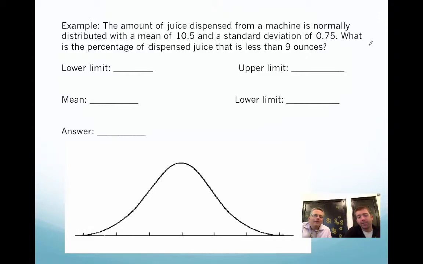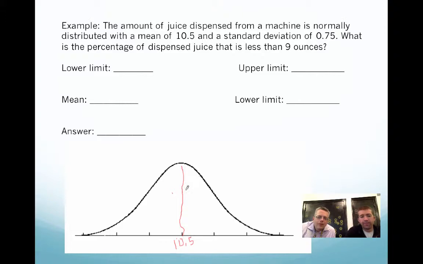So the first step is to draw the normal curve, which we've already done for you down below. Now, the second step is to draw a vertical line. That's the middle right there, the midline, and that's the mean of the data. So let's label it below on the x-axis. That occurs at 10.5. So that's the mean.